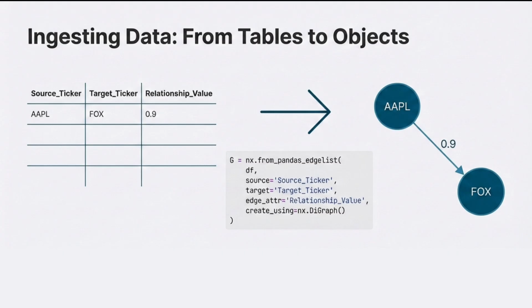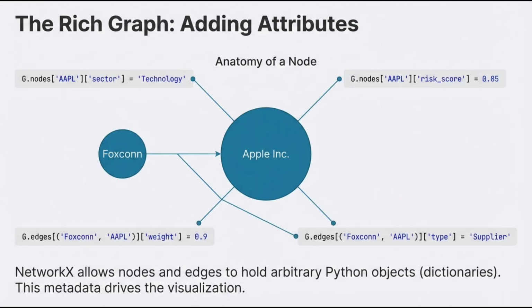Source becomes the starting node, target becomes the ending node, and attributes like exposure, correlation, or transaction size become edge metadata. Now the graph becomes richer. This slide teaches us that nodes and edges are not just placeholders, they can carry attributes. In the center, Apple is the main node, and surrounding labels show metadata such as sector and risk score. The edge from Foxconn to Apple also has attributes like weight and type, for example, supplier.